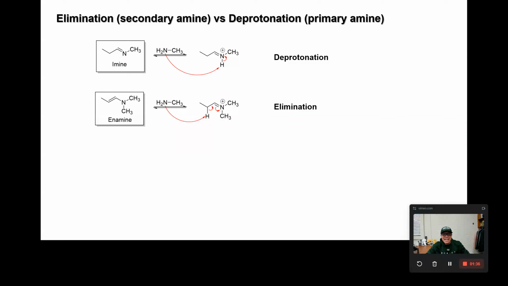However, look at the secondary amine. This secondary amine does not have that luxury of having that extra hydrogen. It doesn't have it, but it's still got a charge. You have to get rid of that charge. It's not stable. Well, no hydrogen right here, so we're going to move somewhere. So the beta hydrogen right there, that's the only way you can get rid of the charge.